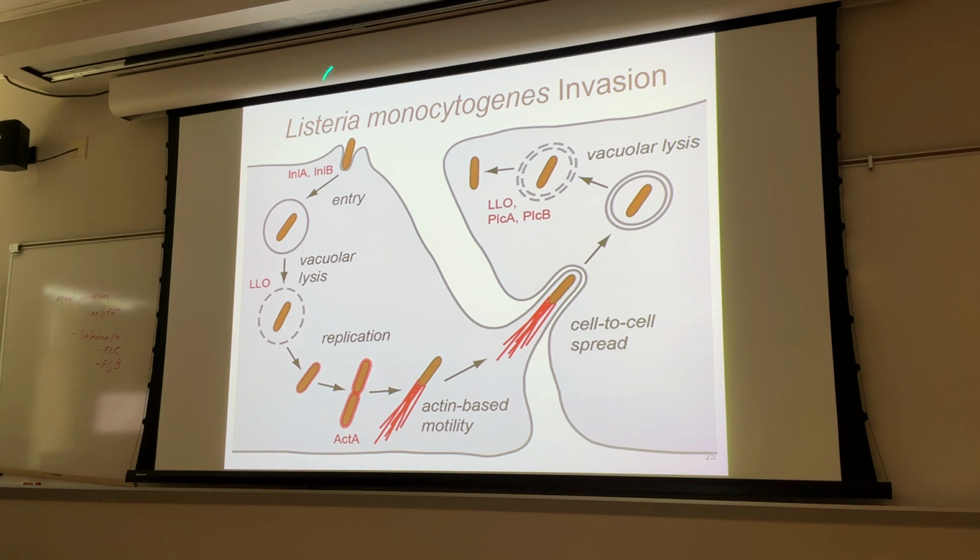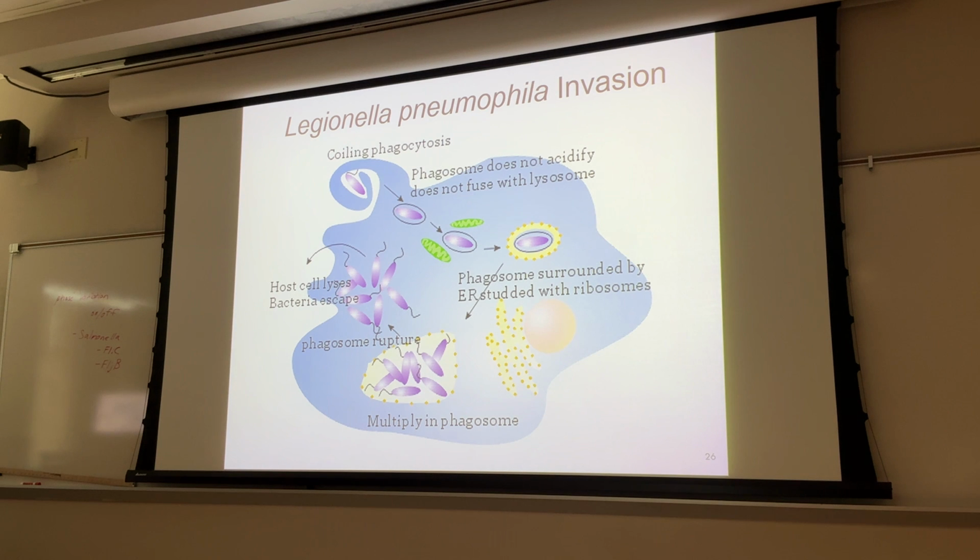Again, the ways in which they've managed to figure out ways to invade and escape immune responses have become a bit complex for some of these. Legionella pneumophila goes about this in a different way. It makes different virulence factors that induce something called coiling phagocytosis, which looks exactly like that, where the pseudopod is actually induced to kind of coil around the bacterial cell and ends up bringing the bacterial cell in.